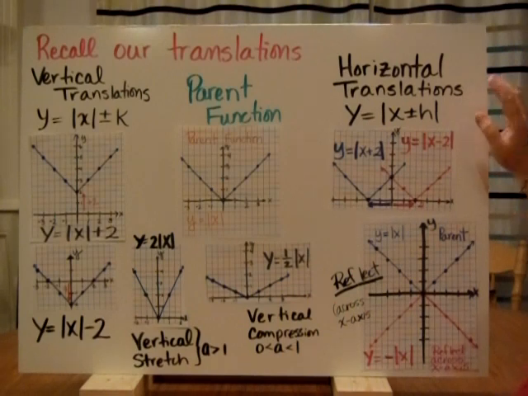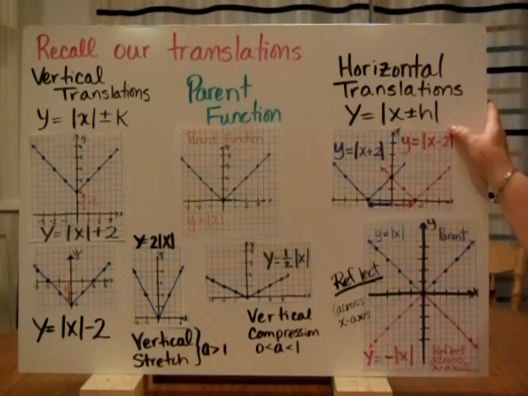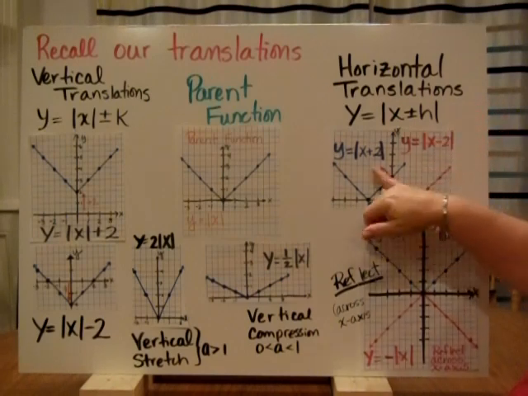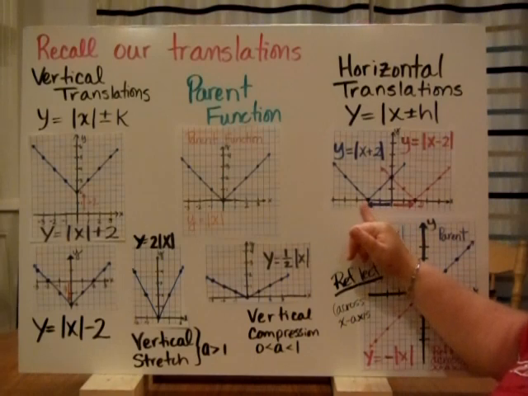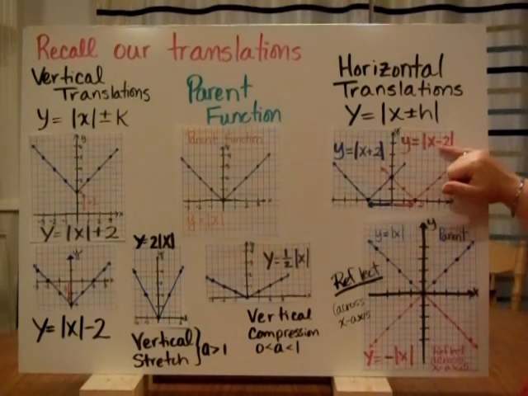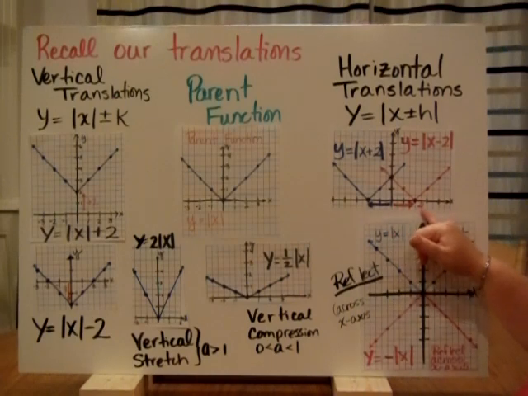Our horizontal translations are when we have x plus or minus h inside of the absolute value symbols. And remember, these are the opposite of what you might expect. If x is plus 2, we move 2 places to the left. If we have x minus 2, we move 2 places to the right.